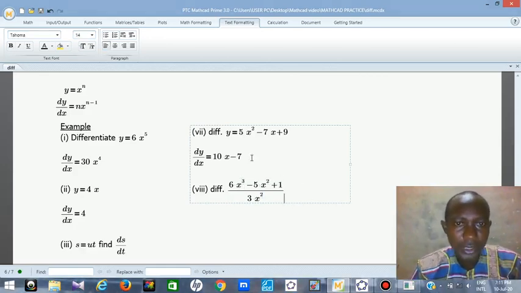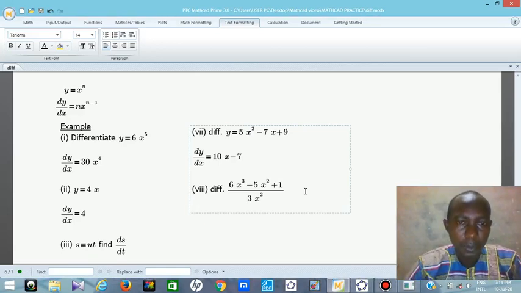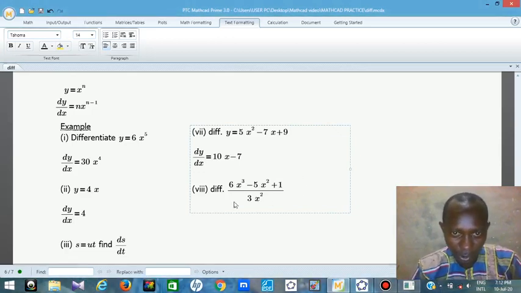Remember what I said? You go straight to the point, differentiate each term. But this time around, there's a denominator here, so you cannot differentiate each term like that in this case. So this is differentiation of a quotient, and it's also one of the rules in differentiation, the quotient rule. But since we have not done that, you can do this without using the quotient rule. How do you do that?